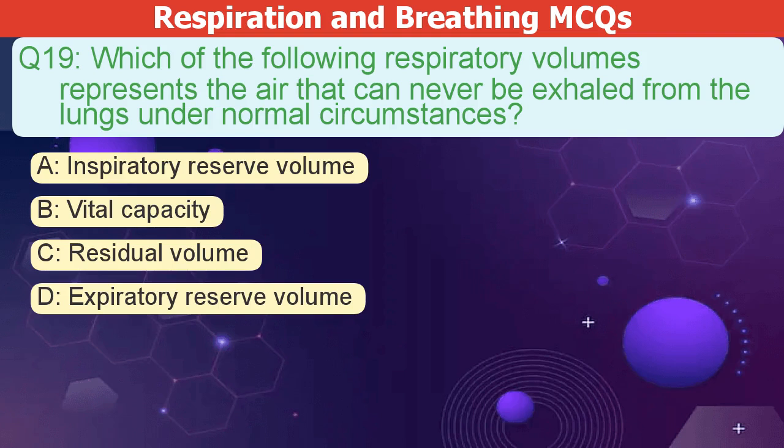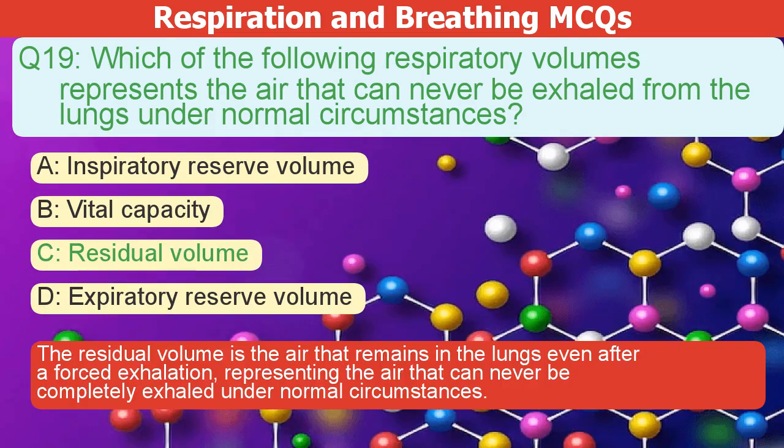Which of the following respiratory volumes represents the air that can never be exhaled from the lungs under normal circumstances? A. Inspiratory reserve volume. B. Vital capacity. C. Residual volume. D. Expiratory reserve volume. The correct answer is C. The residual volume is the air remaining in your lungs after a forceful exhale. It's the air you can never fully breathe out.